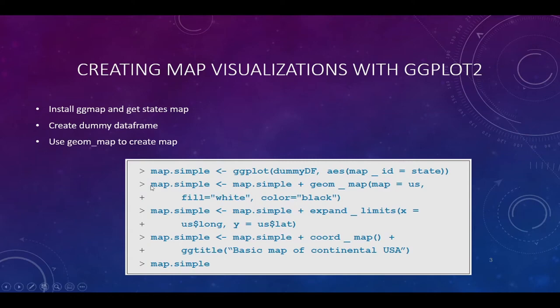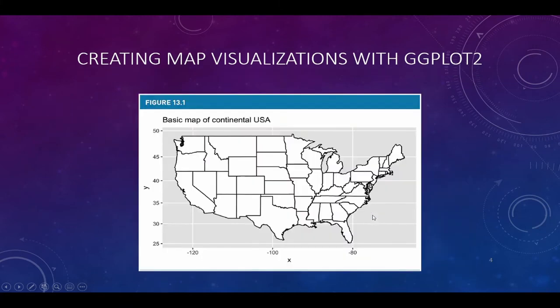So here you can see we've got a simple map, and it's a ggplot dummy data frame. Okay, that's what we're using. Map simple. We've got white on black, longitude and latitude as far as our limits go, and we're saying it's a basic map of the continental USA. So if we were to run this code with basically an empty data frame, let's see what would happen. Pretty cool, right? You can actually get just a basic map of the continental United States, and here are your black outlines with white fill.